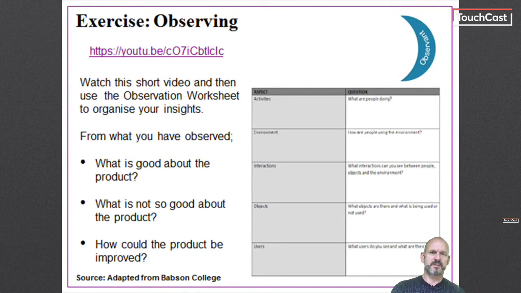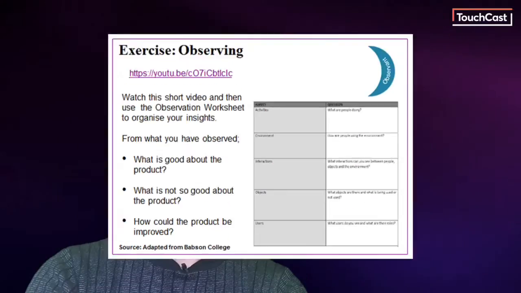From what you've observed, consider what is good about the product, what is not so good about the product, and finally, how could the product be improved? So to develop your idea, you need to consider the following questions. What could exist that does not exist now? What could happen that does not happen now? What accomplishments could be made that weren't before? And what patterns of behaviour could be changed?